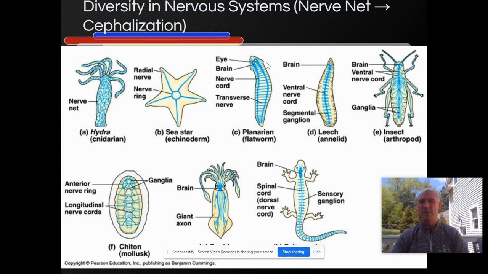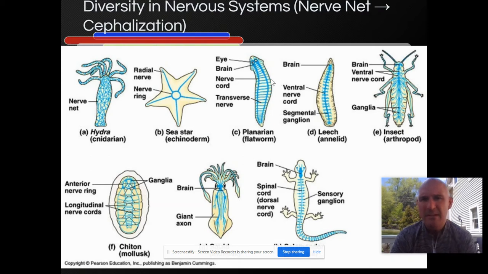Like we are bilateral symmetry. You can divide it into left side, right side. Can't divide it up and down evenly, right? It doesn't really work that way. So what's happening is this process of cephalization. And cephalization is just the concentration of nerve endings in a central nervous system, in a head-like region.